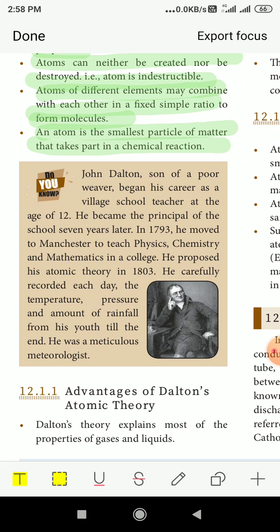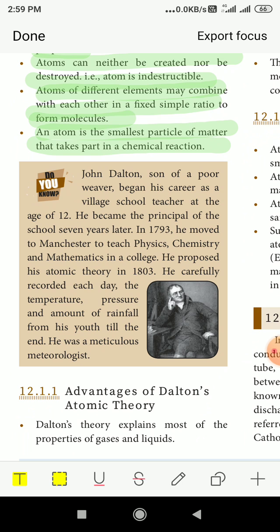He became the principal of the school 7 years later. In 1793, he moved to Manchester to teach physics, chemistry, and mathematics in a college. He proposed his atomic theory in 1803. So, atomic theory by Dalton was proposed in 1803.